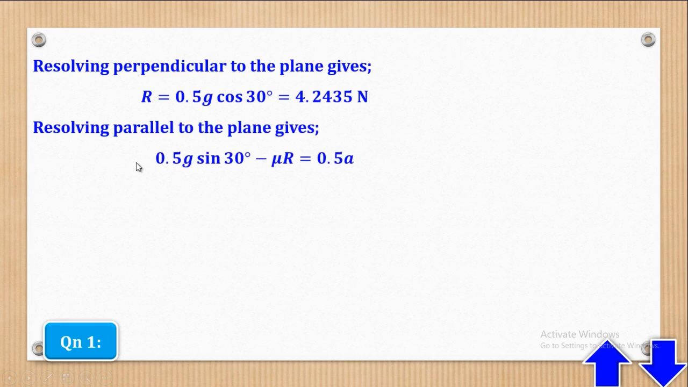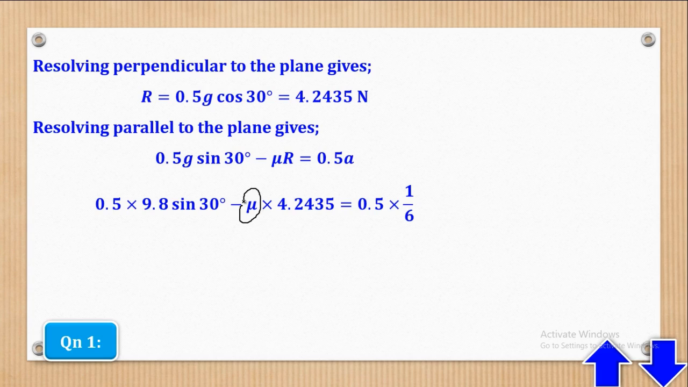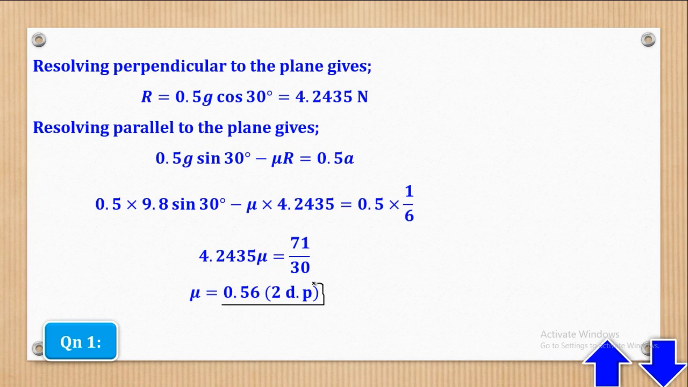What about when I resolve parallel to the plane? The resultant force will be 0.5 g sine 30 minus mu R, which will be equal to ma, but our m is 0.5. When I substitute for g and for R, I come up with this expression, and realize that I only have one unknown, which is mu. So the next task is making mu the subject. When I simplify, I come up with that, and making mu the subject gives 0.56. Remember, they told us to write our final answer to 2 decimal places, so at the end you have to round off to 2 decimal places.